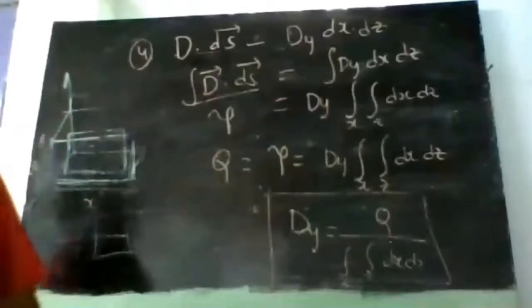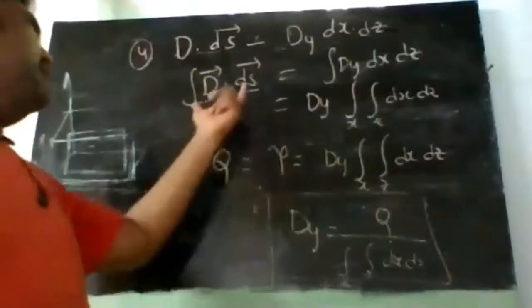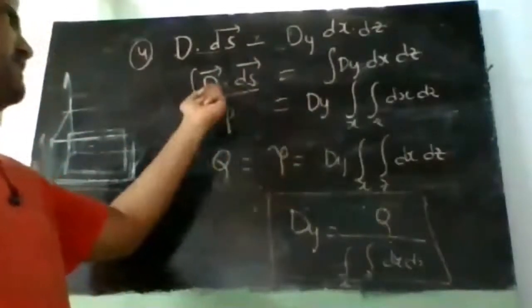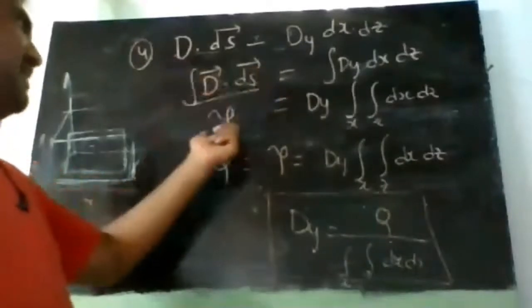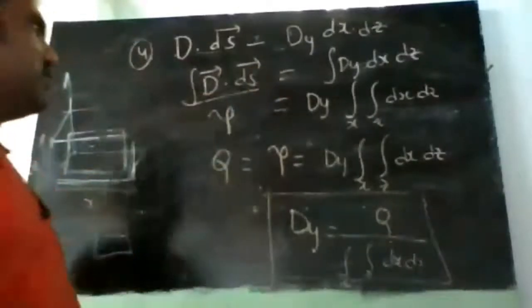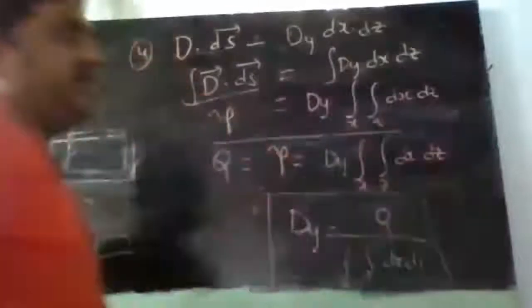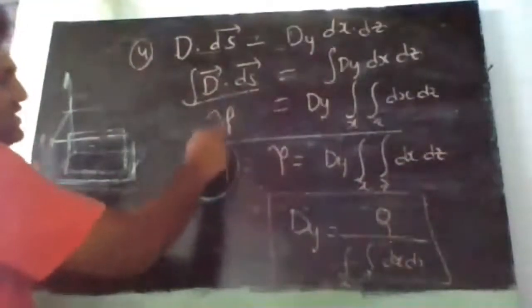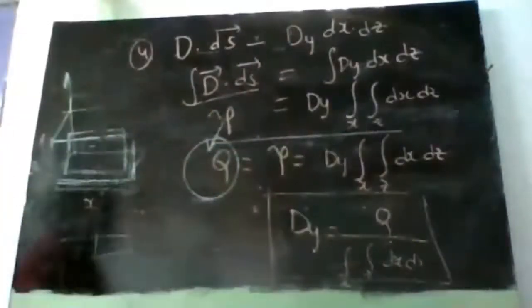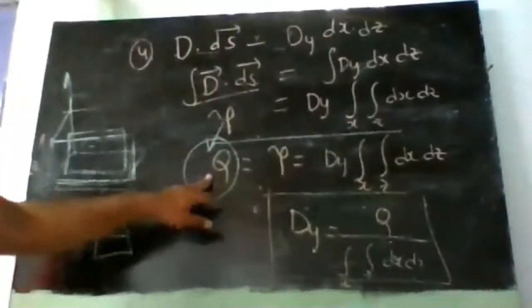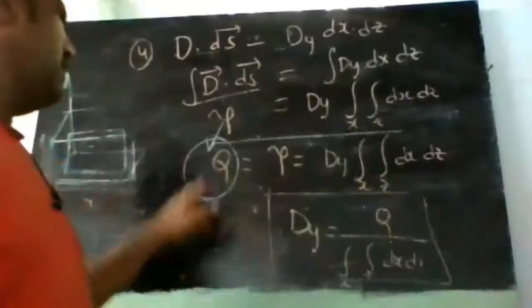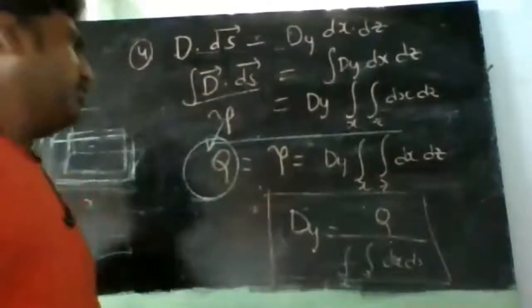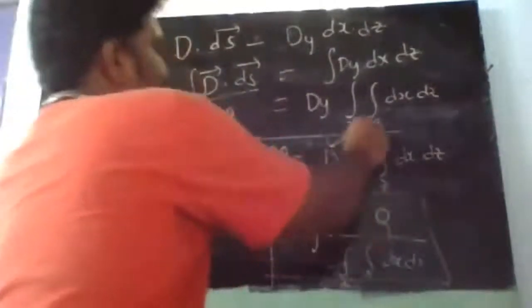Now, this D bar dot dS bar, flux density into area, is basically flux psi. So this will be the expression. Now after this, the Gauss law. What does the Gauss law say? Gauss law says that the flux will be equal to charge. So I can calculate the charge from this. Or I can write it like this. Now what is the unknown for us? The unknown for us is the flux density.